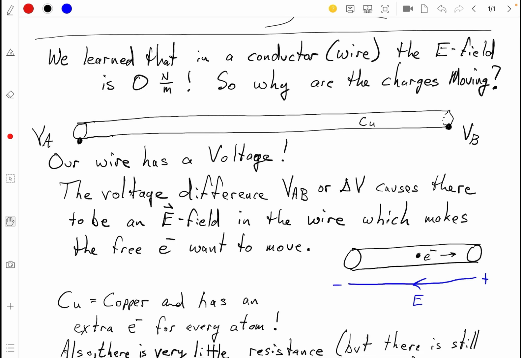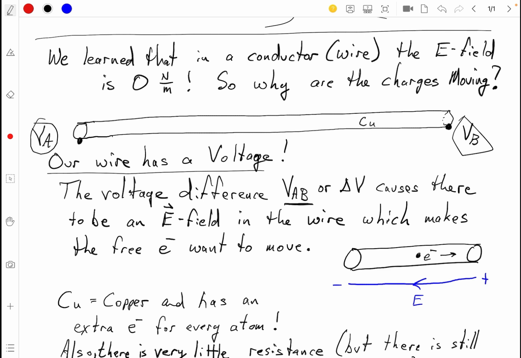Okay, so let's talk about this. We learned that in a conductor, the E field is 0, right? If we look at the inside of a conductor, the E field is 0. So why is the charge in a wire moving? Well, it's because we apply a voltage. At this side, we've got voltage B, over here we've got voltage A, and there's a difference between the two sides. That's a potential difference, okay?